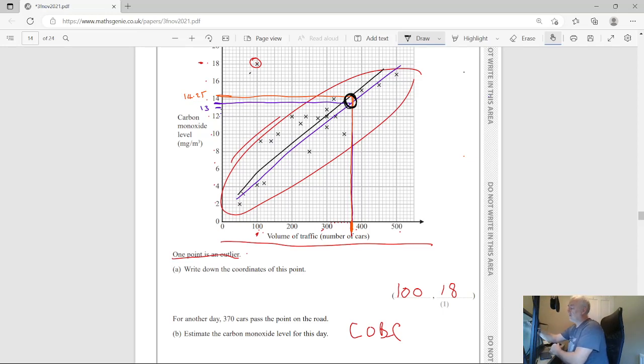Okay, ignore the outlier, because that might have been a misread by the machine, or they might have just plotted it in the wrong place. Could be human error. So we look for the rest of the data, ignoring the outlier, and we can see generally as the volume of traffic increases, the carbon monoxide level increases too.